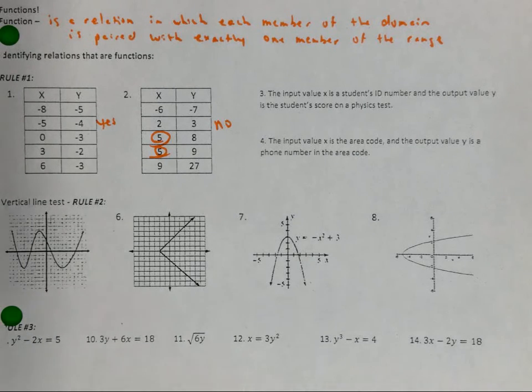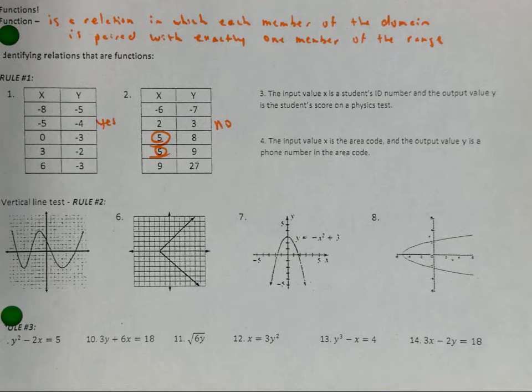All right, so let's look here. Number 3, the input value x, that means this is the domain, is a student's ID number. So let's just think of this. I had a table just like this, okay? And the X were your student's ID number in the X column. Would any of those repeat? No, because every one of you has a different Social Security card, don't you? So would that be a function? Yes. Do you understand why that's a function? Because if I had a table and the X was your student's ID number, that's your Social Security number, would any of those occur more than once? No, that's why it's a function.